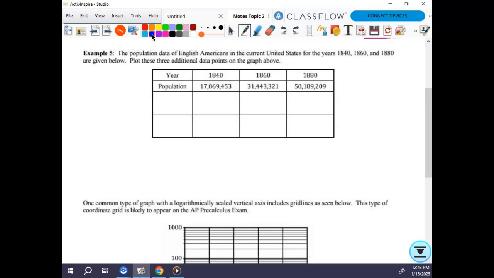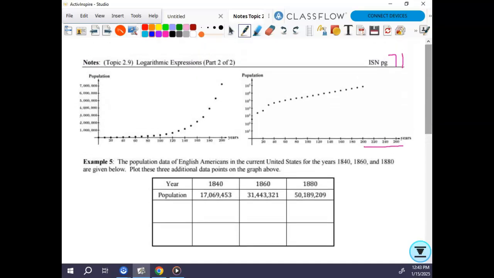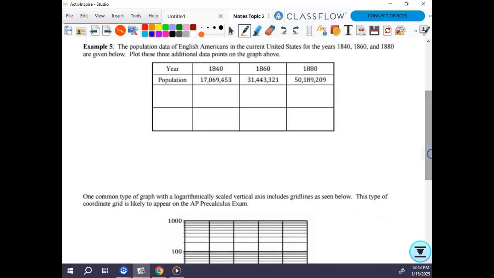So I have the population, 17 million, 31 million, 50 million. And if I tried to plot that over here, at 200 years, I was at 7 million. So when I go another 20 years, 17 million is way off my graph, and 50 is way, way off my graph. It's not even worth it. But over here, I'm going to be able to make that fit. So what we're going to do is make the data into a logarithmic scale. So maybe you can understand where it's coming from.